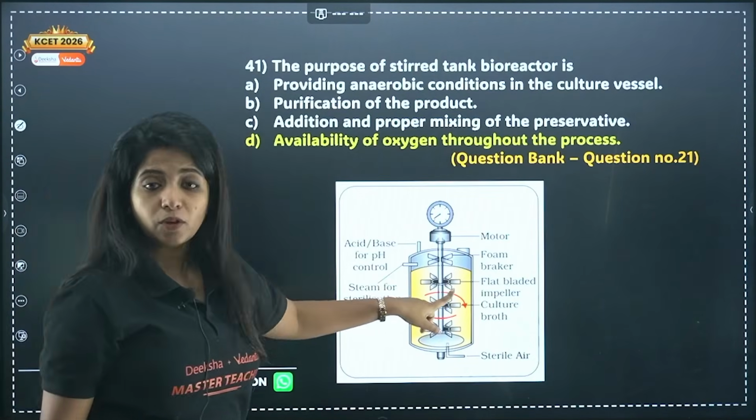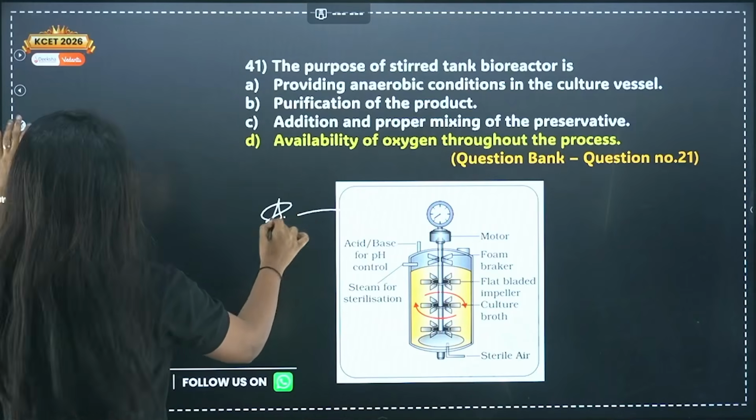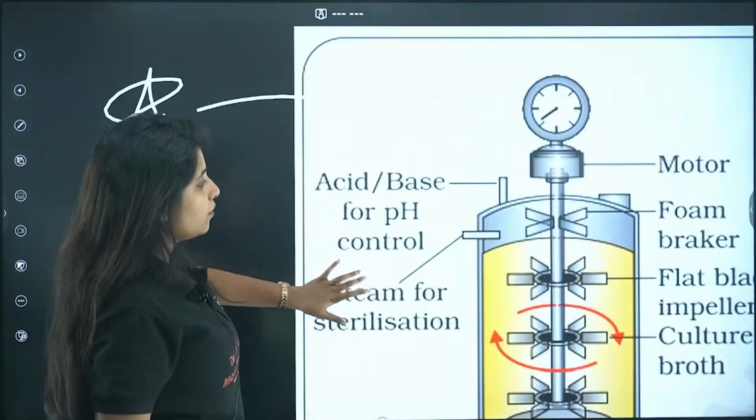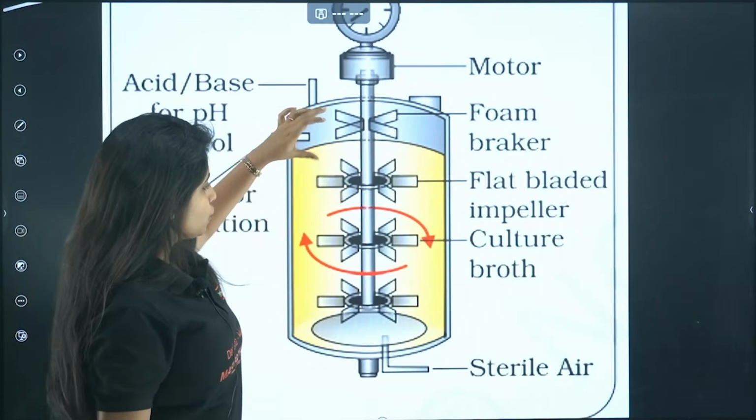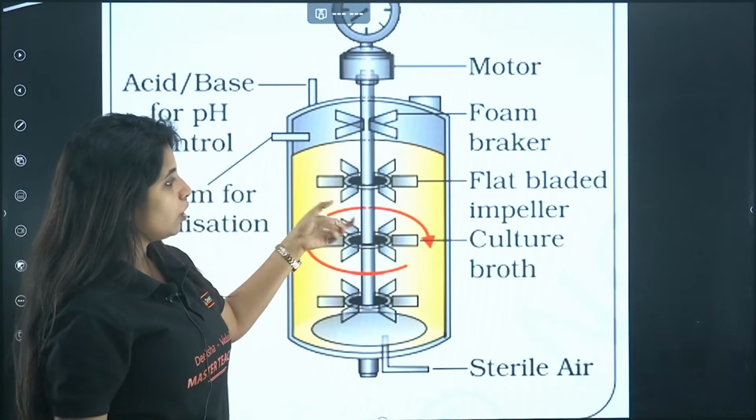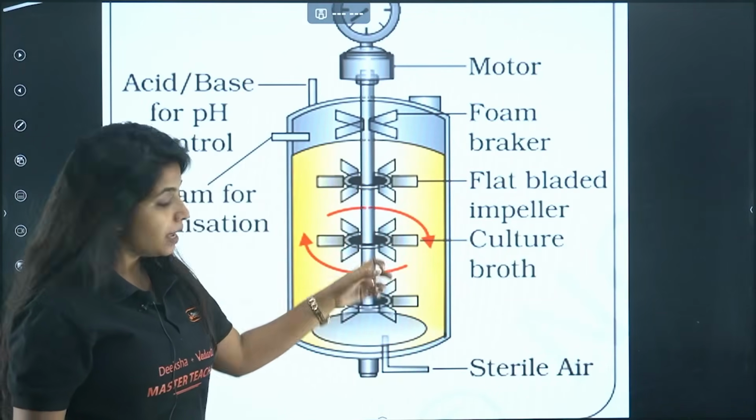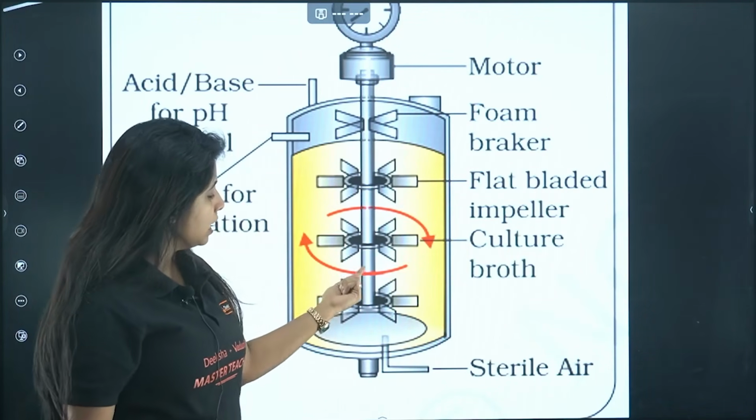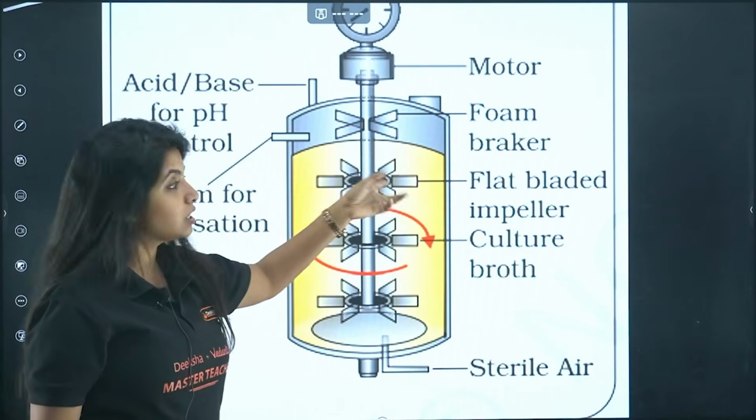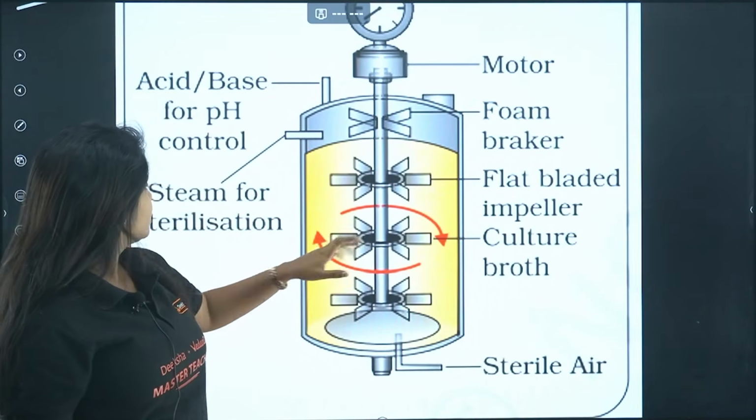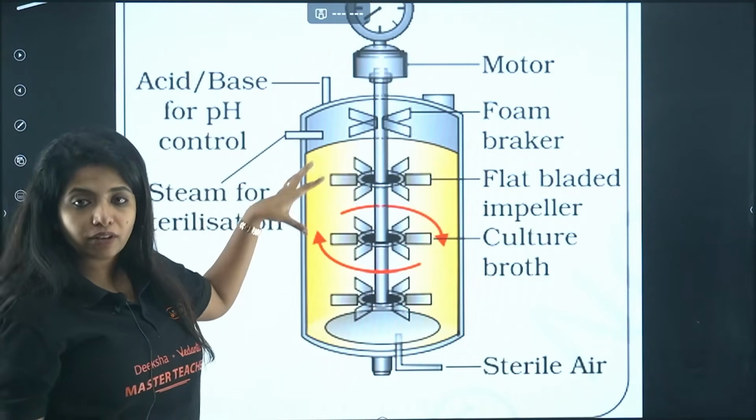This is a stirred tank bioreactor. You might be asked to draw it as well. Make sure you go through the picture really well. Make sure you know the labelings. So over here you have the flat blade impeller for mixing things. Here you have the sterile air which is being put, and this impeller, when it moves, gives it to all the sides. There is steam for sterilization of everything.